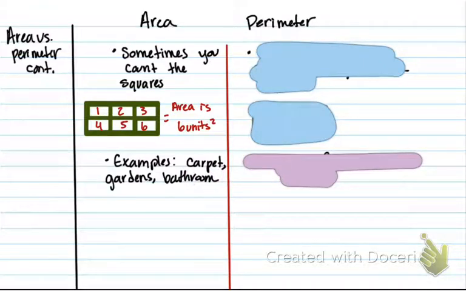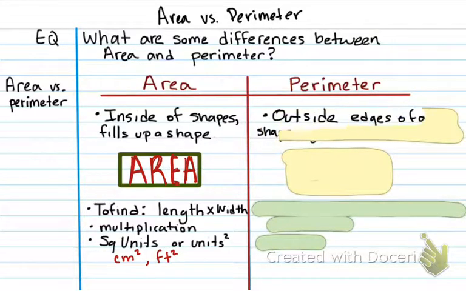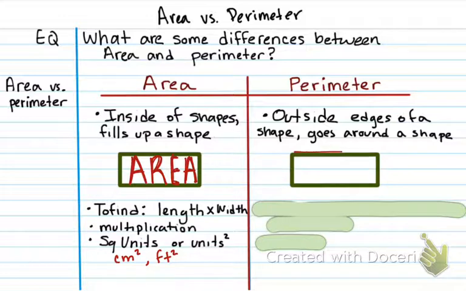And so those are some things that we know about area from previous years. Let's look at perimeter. So on the side of the perimeter, we know perimeter is going to be the outside edges of a shape, right? And it goes around the shape. So if we look at this, it's not going to be the inside. It's going to be all around right here. So this would be the perimeter.